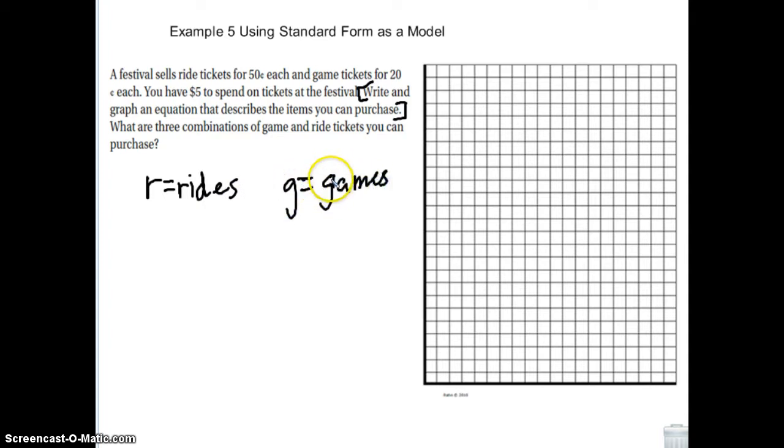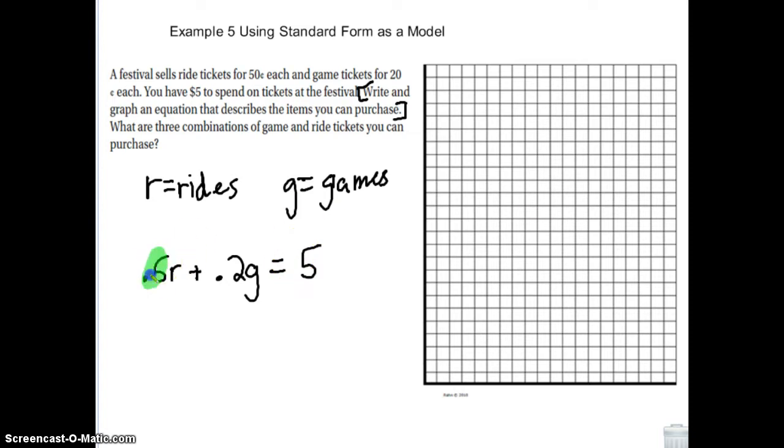Now some of you would think that this is easy, because it would just be 0.5 for 50 cents times R plus 0.2 G, because it's 20 cents per game ticket, equals the $5 that I have to spend. But we have an issue here.